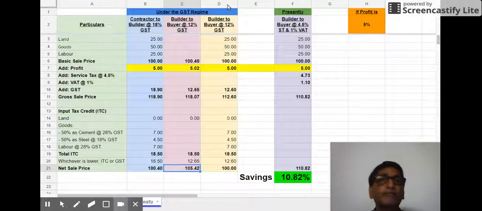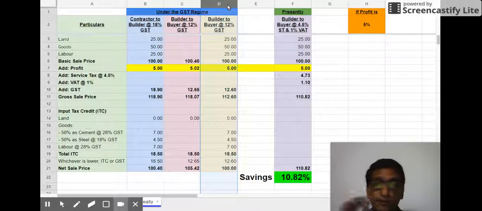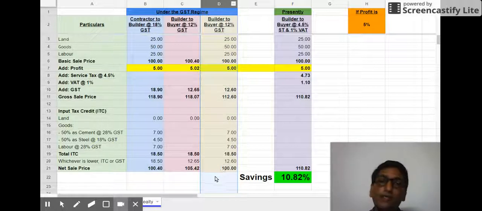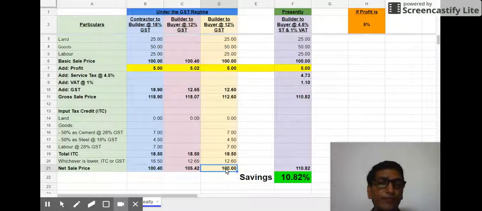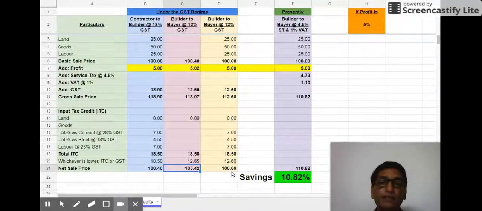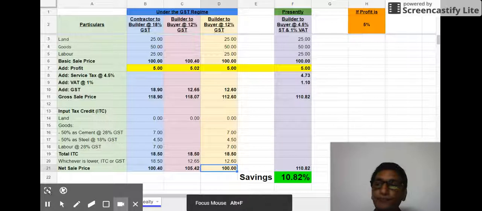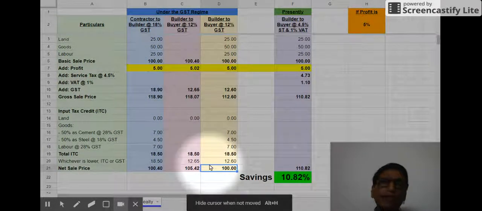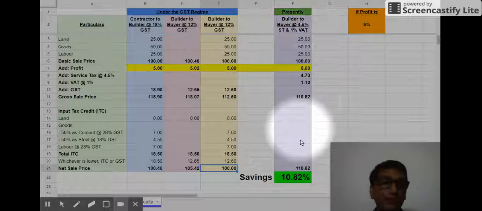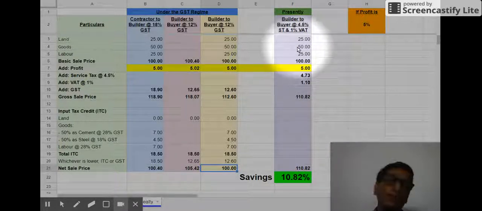Now let us compare this with a situation where the builder does the whole construction activity. In that scenario, the price is 100. Obviously, in the first scenario there were two stages of value addition, so the price is higher. In the second scenario there is only one stage of value addition because the construction is done by the builder himself, so the price is less. Now let us compare these three situations with what is actually happening presently in the current tax regime.